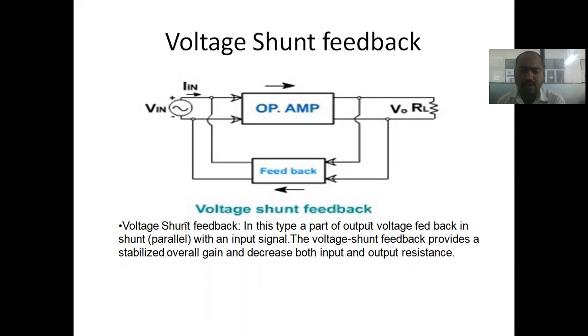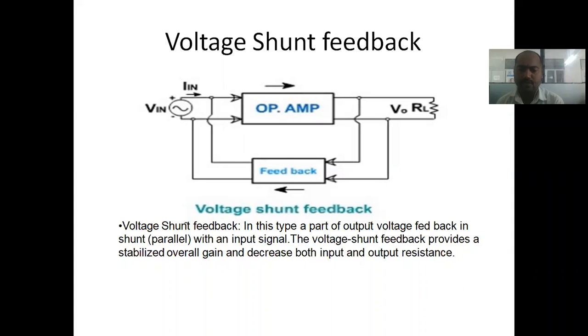That's why it is called voltage shunt feedback. The effect of voltage shunt feedback is that it stabilizes the gain. We have to discuss everything with respect to gain. So when we use voltage shunt feedback, whatever gain comes should be stabilized, that is, it should not vary with respect to time. This happens when we use the voltage shunt type of feedback, right?